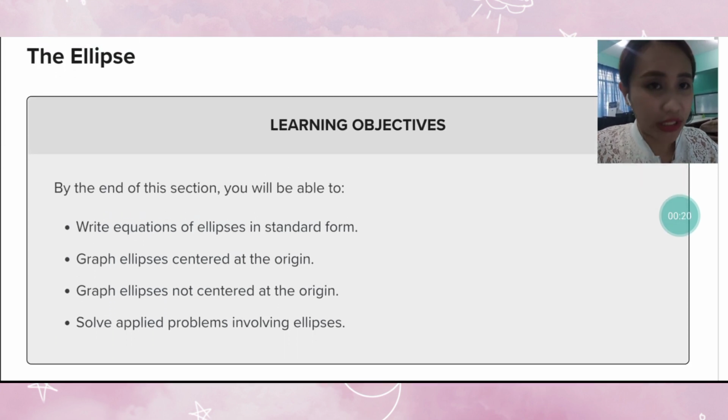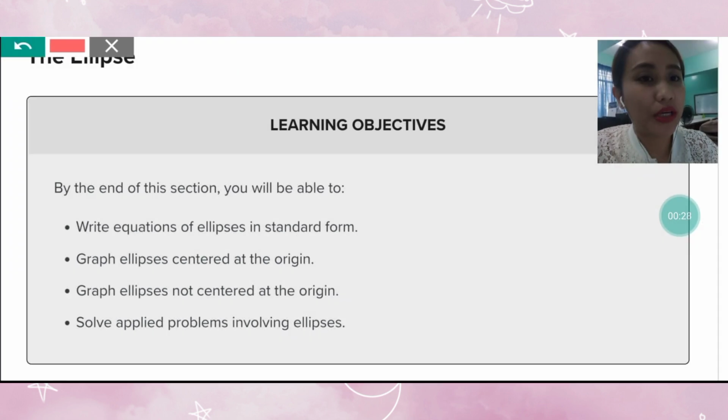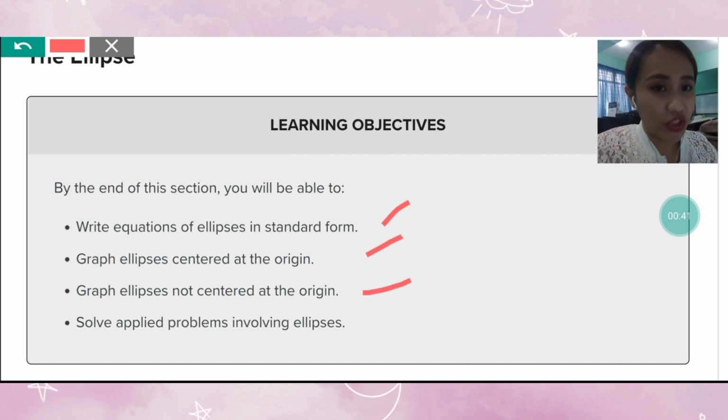So for our objectives, by the end of this section or this topic, you will be able to first write equations of ellipses in standard form, graph ellipses both centered at the origin and also ellipses that are not at the origin. And lastly, solve applied problems involving ellipses. So those are our objectives.